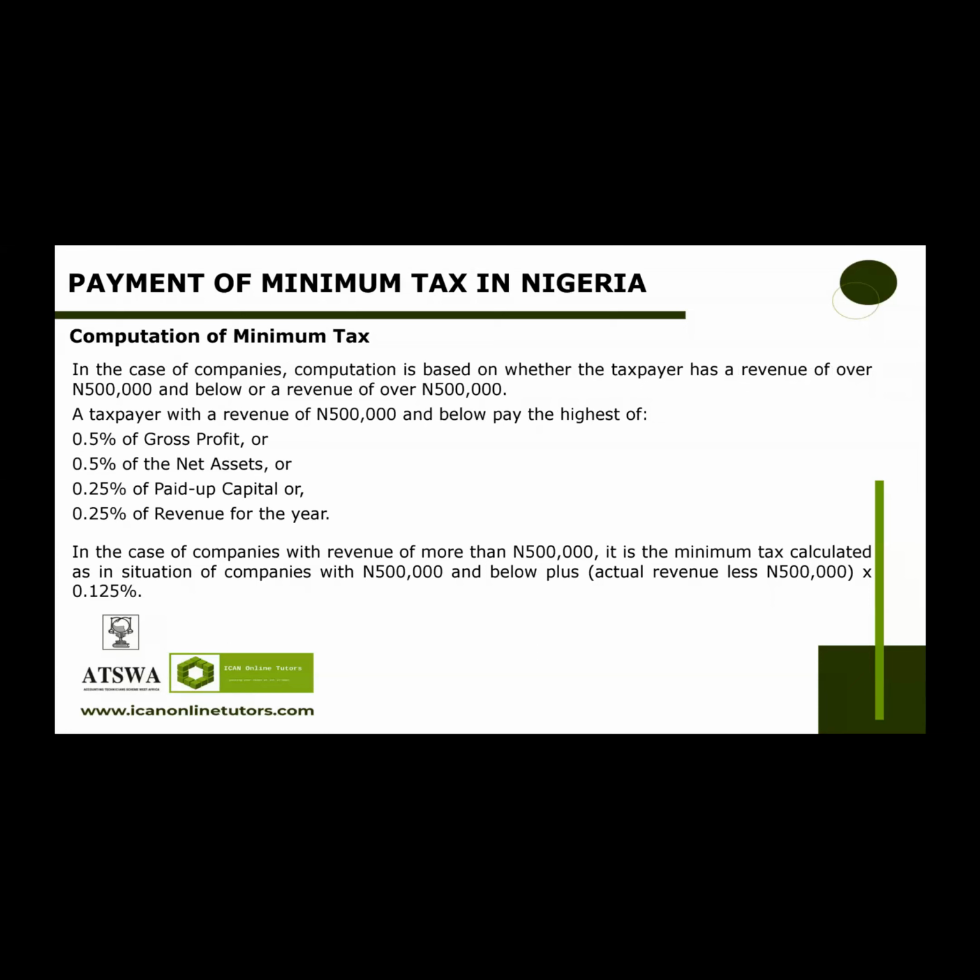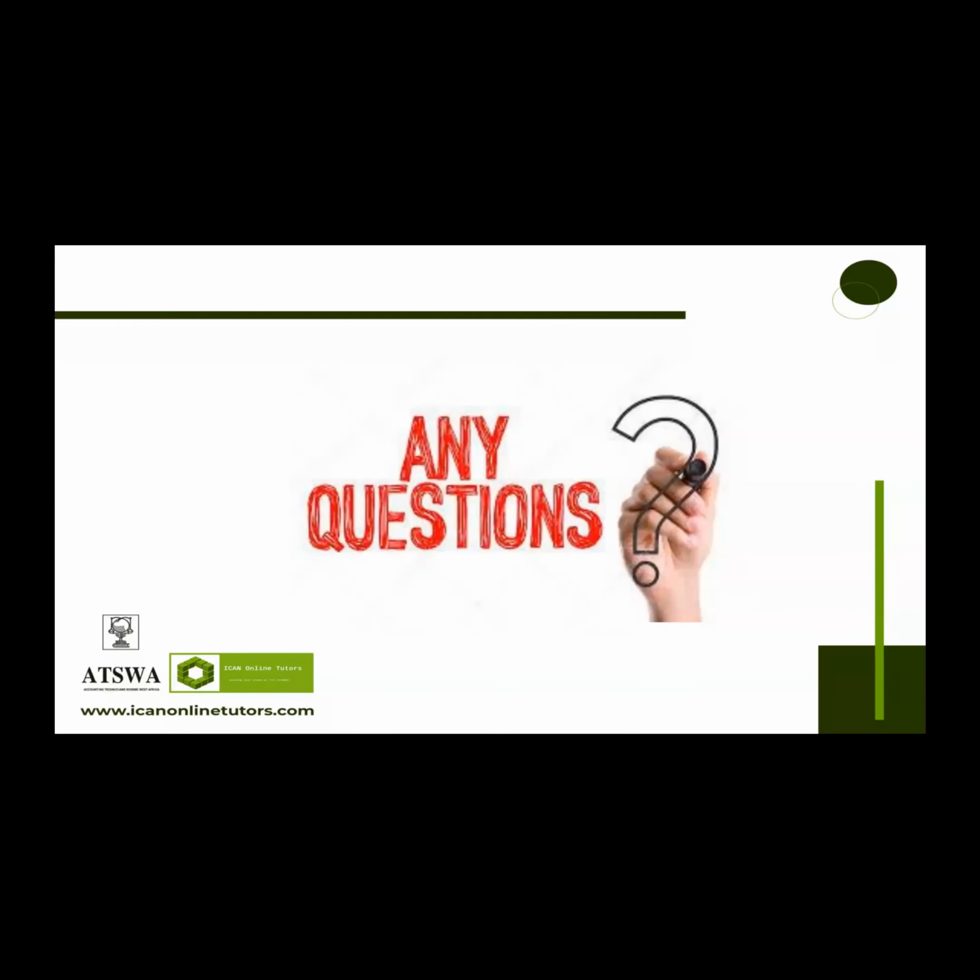In the case of a company, the computation is based on whether the taxpayer has a revenue of 500,000 and below or a revenue of over 500,000. So a taxpayer with a revenue of 500,000 and below pays the highest of 0.5% of gross profits, or 0.5% of the net assets, or 0.25% of paid up capital, or 0.25% of revenue for the year. And in the case of companies with a revenue of more than 500,000 naira, it is the minimum tax calculated as in the situation of companies with 500,000 and below, plus actual revenue less 500,000 multiplied by 0.125%. Are we together?